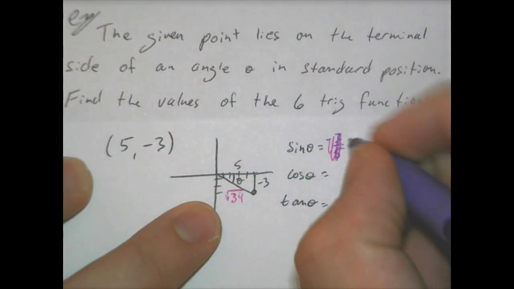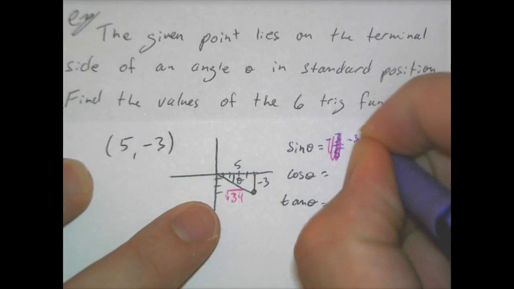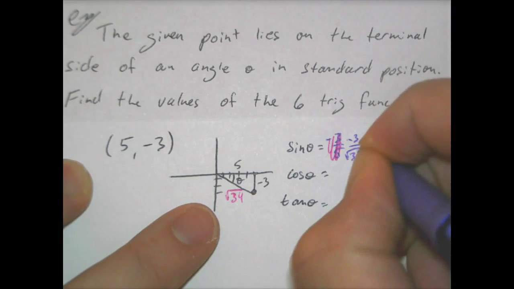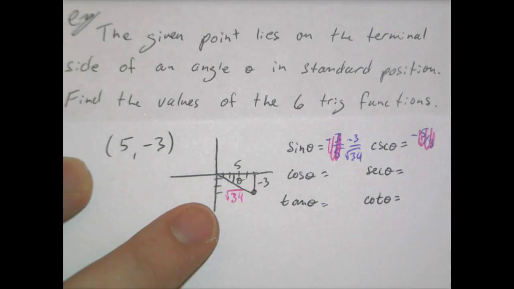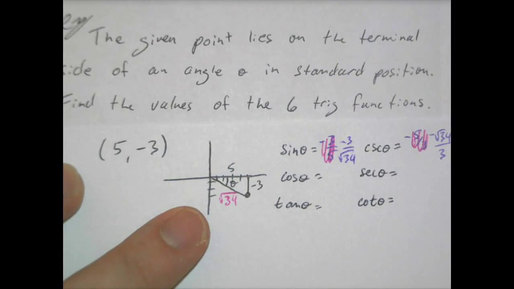Opposite over hypotenuse. So negative 3 over the hypotenuse, which is root 34. Sorry for those of you writing in pen. And then cosecant is negative root 34 over 3. You guys see that? There we go.